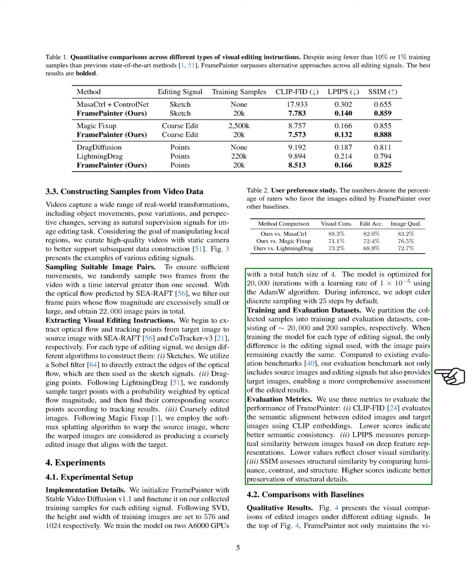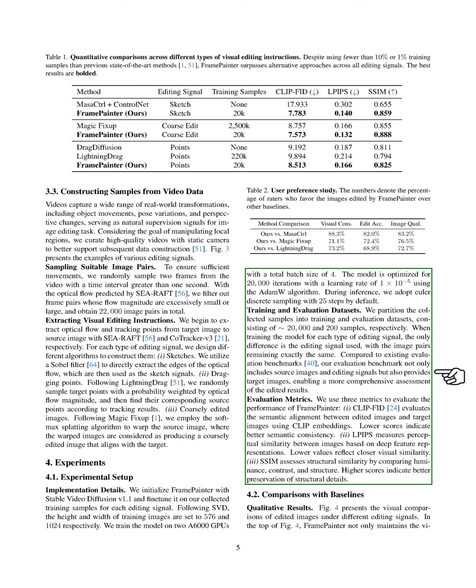We divide our collected samples into training and evaluation datasets, with approximately 20,000 and 200 samples, respectively. The only difference in training for each editing signal is the signal itself, while the image pairs remain the same. Our evaluation benchmark includes source images, editing signals, and target images for a more thorough assessment of the edited results.